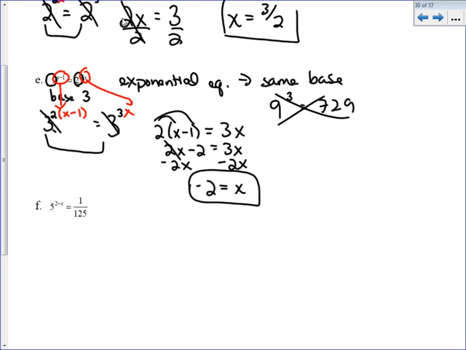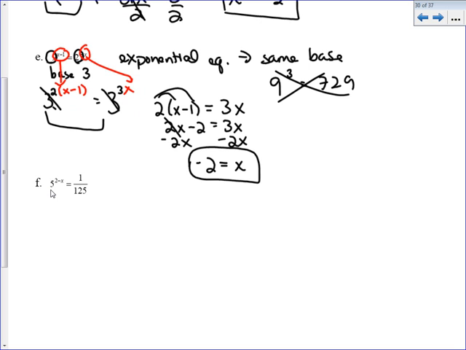5. So here's a hint. If one of your bases is already reduced as far as possible, that should be your common base. So 5, I can't break 5 down anymore. 5's prime. So how could I rewrite? We're going for a base of 5.